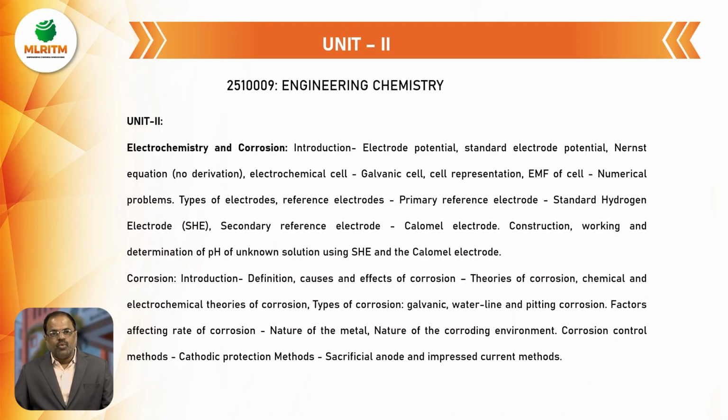In this chapter we learn how corrosion spoils metals and how to control corrosion. We learn this in the corrosion control methods, the factors affecting corrosion, what corrosions are present in the environment, what the types are, and what theories are present for corrosion. In these chapters we discuss the corrosion control methods and the electrochemistry topics.